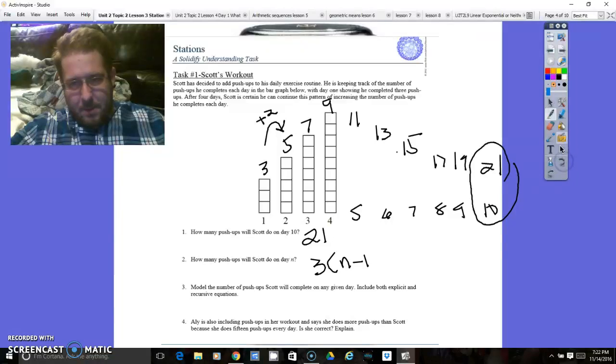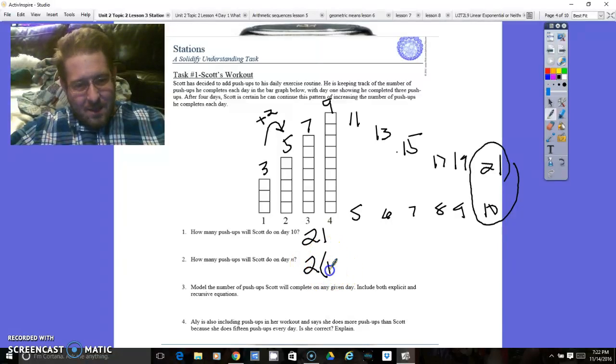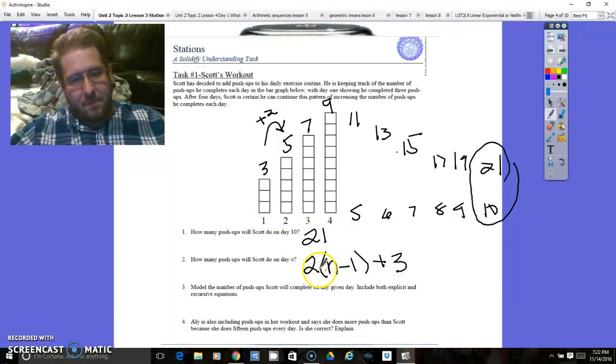I'm sorry, no. Ignore. So let's start that back over. The pattern was 2 push-ups per day increasing, times n minus 1 because it started on the first day, and then you've got to add the 3 push-ups that are on that first day. So 2 times n minus 1, so let's use that to solve for 5. 5 minus 1 is 4. 4 times 2 is 8. 8 plus 3 is 11.